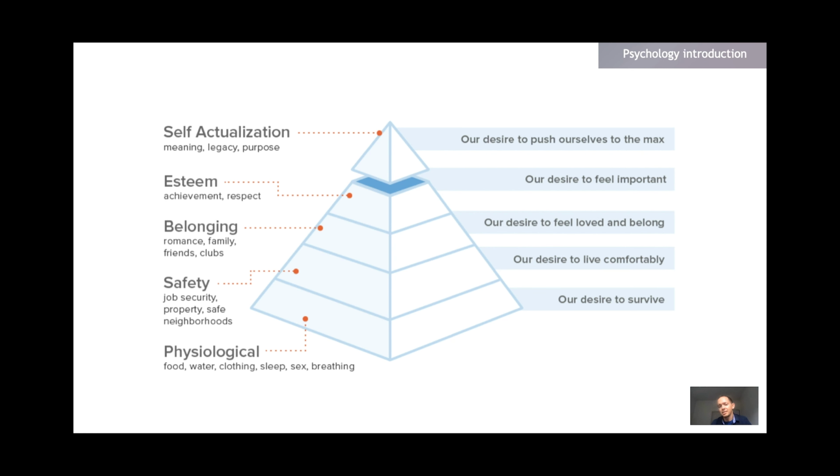On the right-hand side, you can see the desires that drive those needs. Our desire to survive, the desire to live comfortably, the desire to feel loved and to belong, the desire to feel important, and then the desire to push ourselves to the max to achieve what we set out to achieve. Okay, so that's the basics, and I assume we all heard this at some point before.